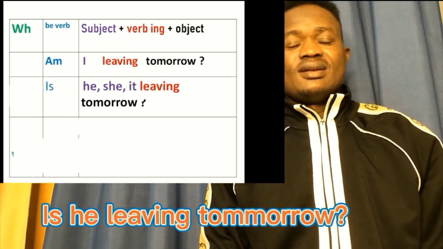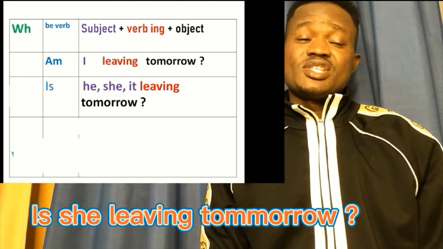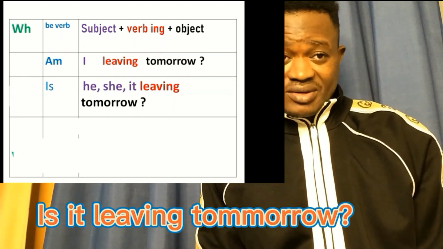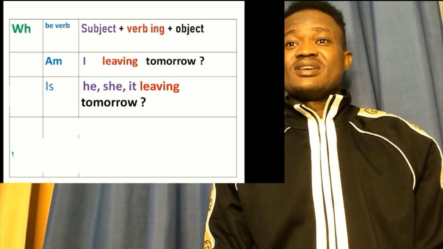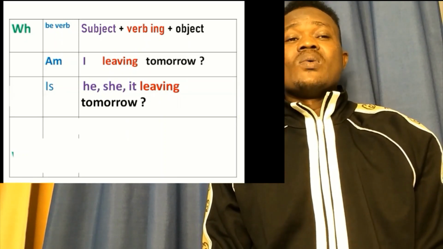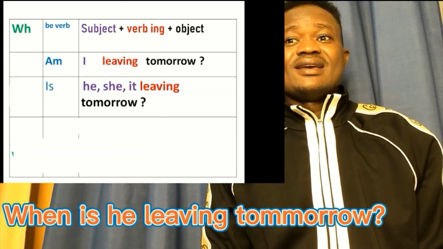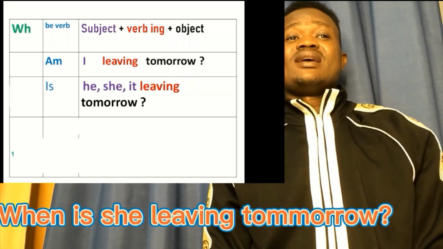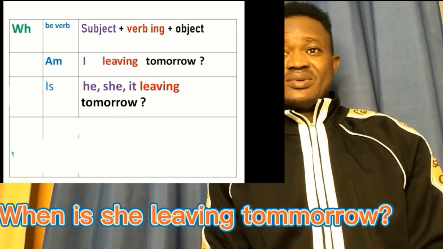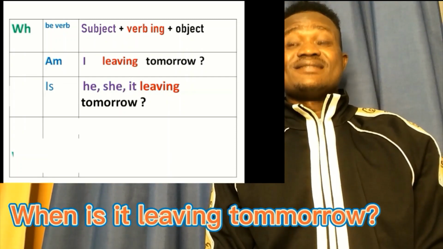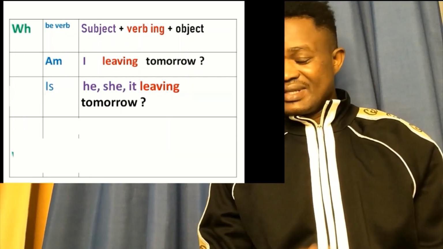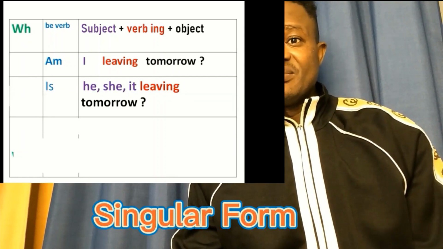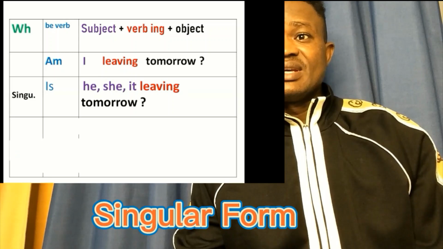Is he leaving tomorrow? Is she leaving tomorrow? Is it leaving tomorrow? So if I use a WH question, it's gotta be, when is he leaving tomorrow? When is she leaving tomorrow? When is it leaving tomorrow? That's a WH question. Okay, let's go. There's a singular form. Okay, there's a singular form, guys. Okay, all right.